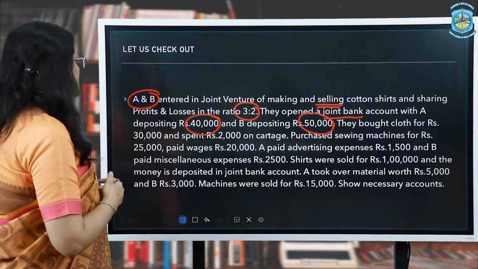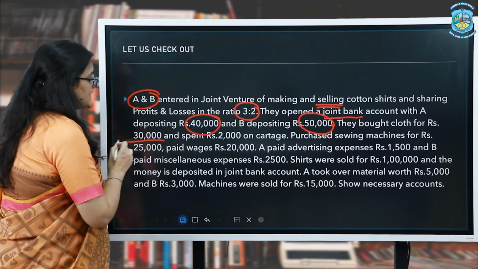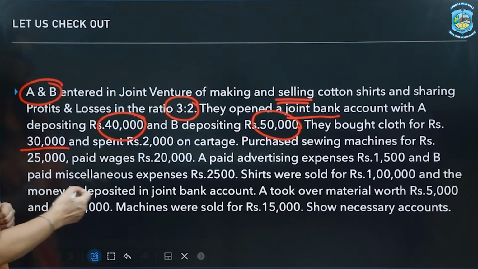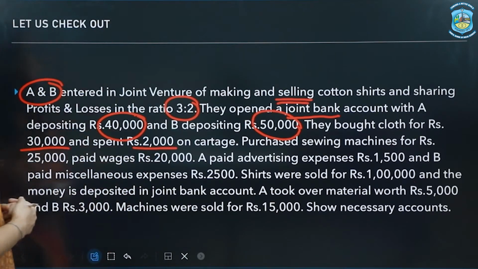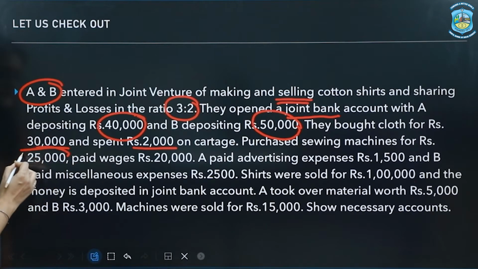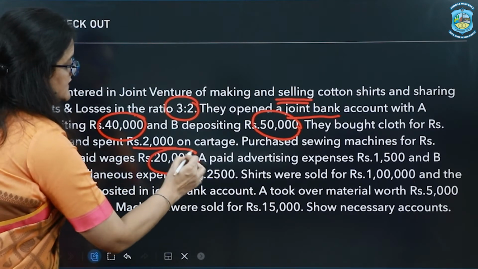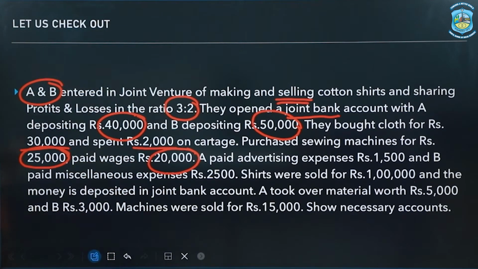For purchase of the cloth, they are spending 30,000 and they are spending 2,000 for the cartage. For stitching the shirts, they have purchased an asset called the sewing machine for 25,000, and for the labor, they have paid wages of 20,000. Just keep a note of it and then we will proceed.